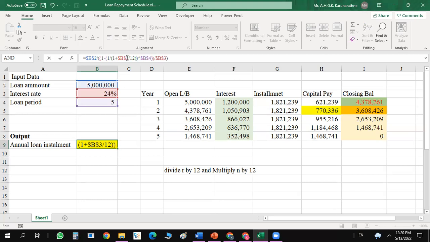Just for my safety, I'll cover this in a separate function because the 12 is applicable only for this, just to ensure that it is correct. And to the power N, N must be multiplied by 12.